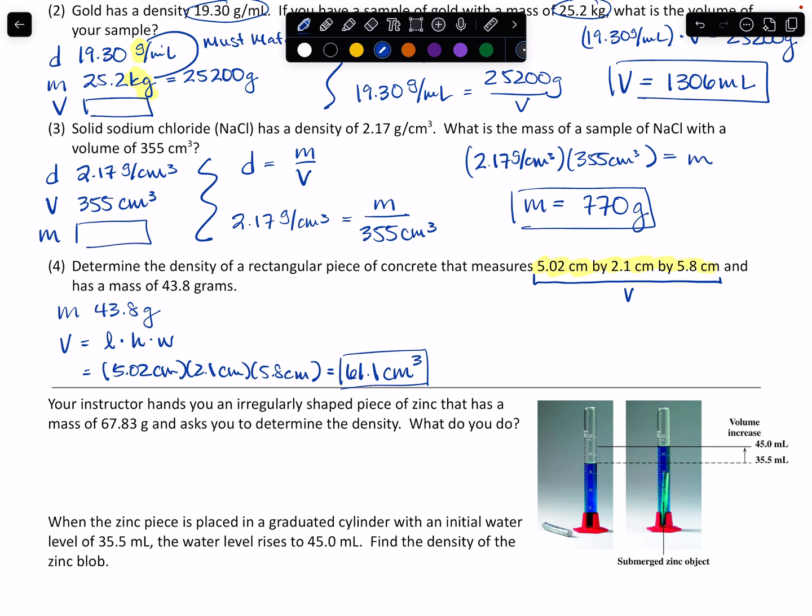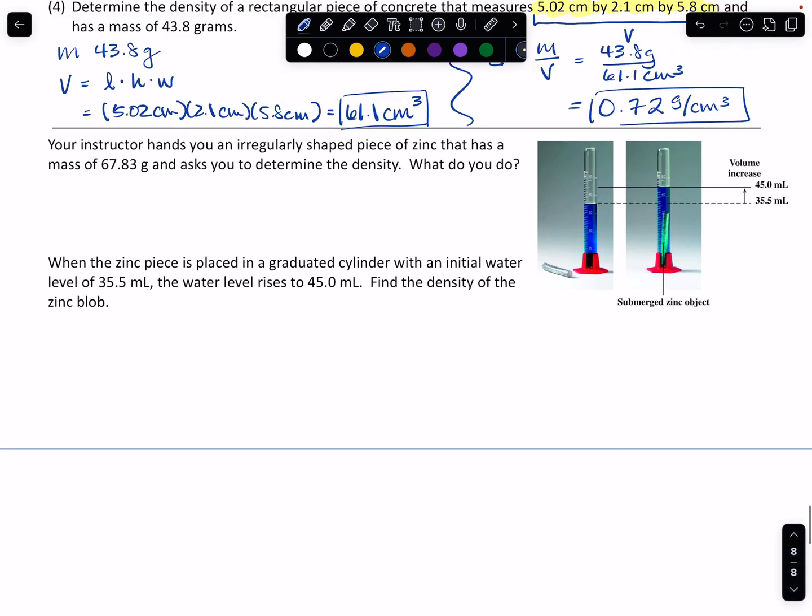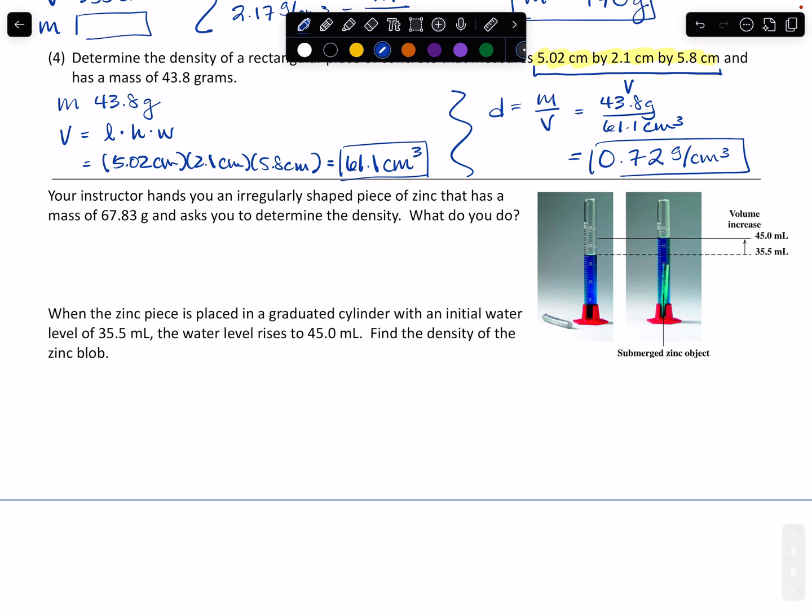We have our mass, so we can calculate our density. Density is mass over volume. So 43.8 grams divided by 61.1 centimeters cubed, and we find that this substance has a density of 0.72 grams per centimeter cubed. So if you have a regularly shaped object and you have a formula for volume, you can calculate the volume of anything.